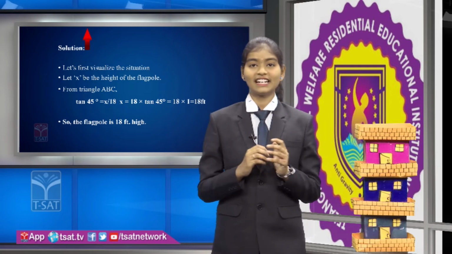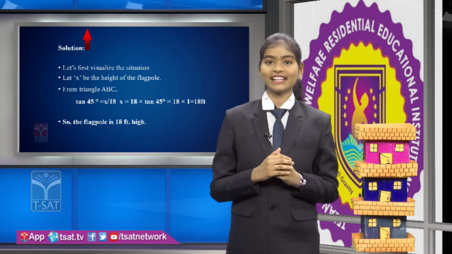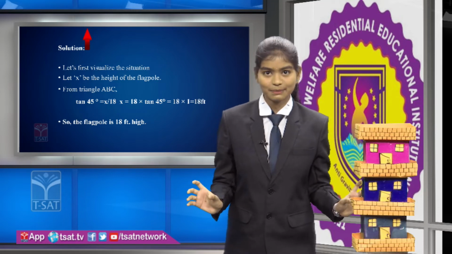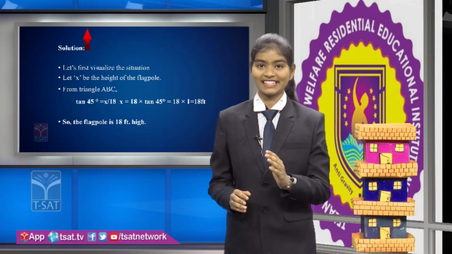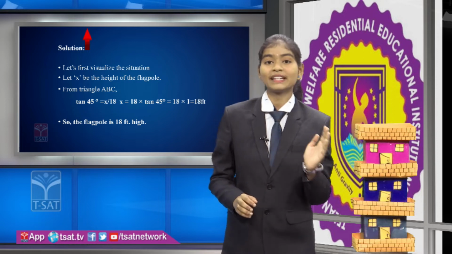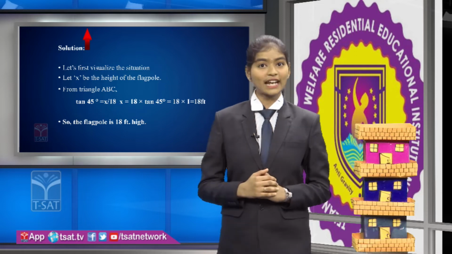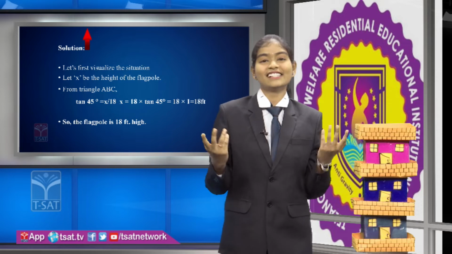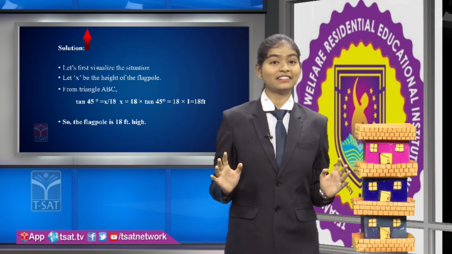Now let us apply the tan ratio. Tan 45 is equal to the opposite side, which we visualize as x, by the adjacent side. The adjacent side is the distance between the observer and the flagpole. So tan 45 = x by 18, and x will give you 18 into tan 45. The value of tan 45 is 1. So 18 into 1 will give us 18 feet. So the height of the flagpole is 18 feet.